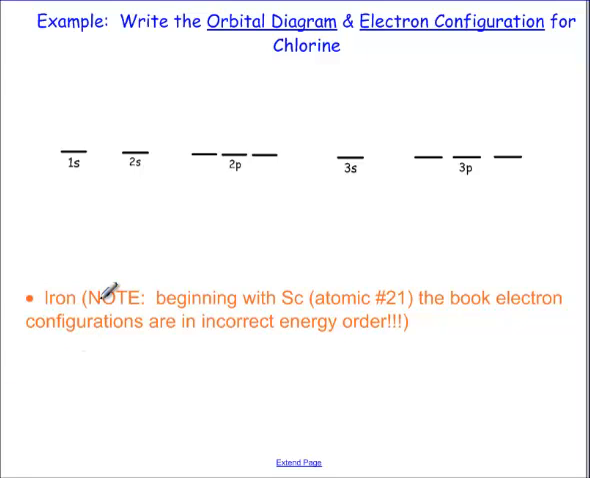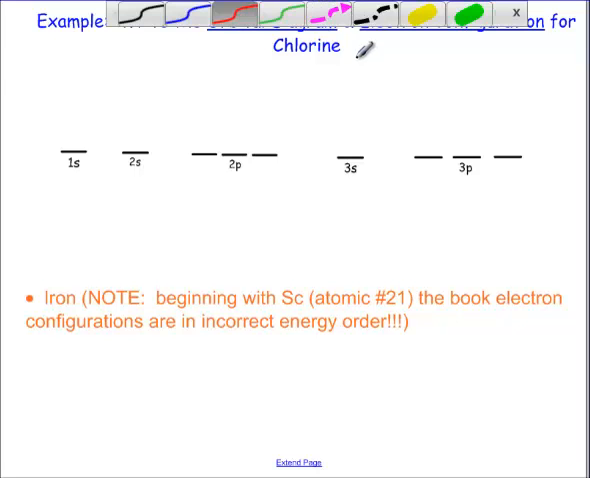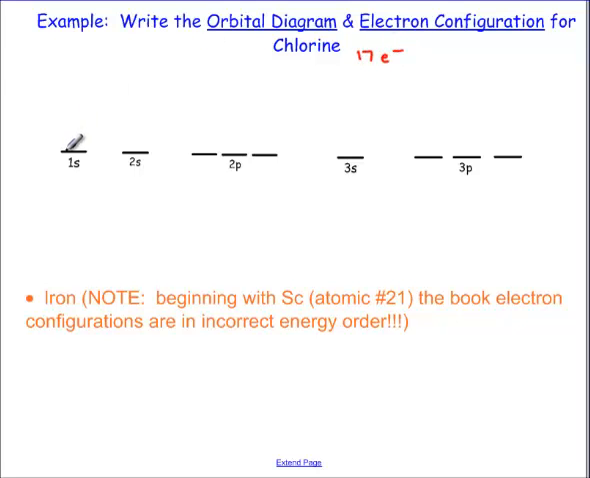Let's do chlorine. Now, if you look at the periodic table, chlorine is element number 17, and so we have to extend our orbital diagrams out further. So we're looking at 17 electrons here. So let's start filling them in. 1, 2, 3, 4, 5, 6, 7, 8, 9, 10, 11, 12, 13, 14, 15, 16, and 17.